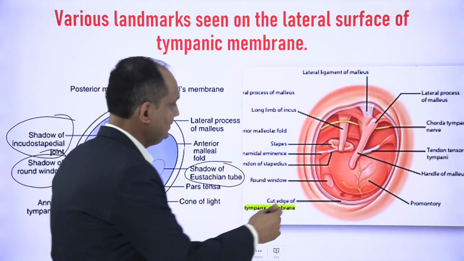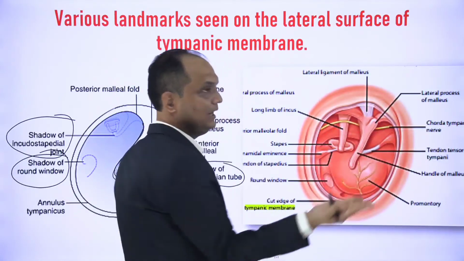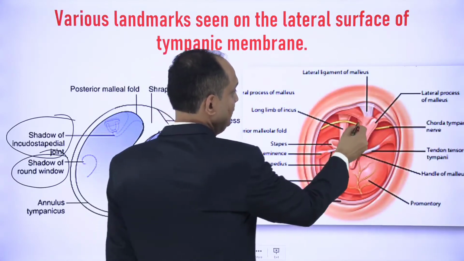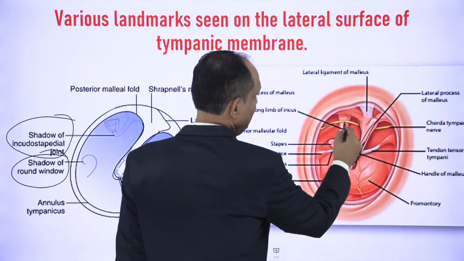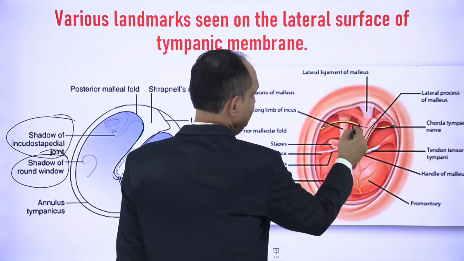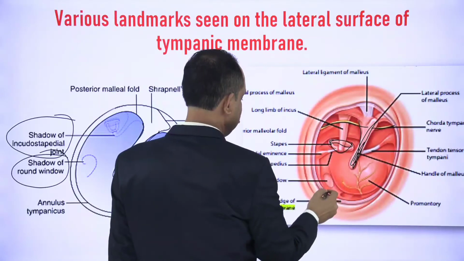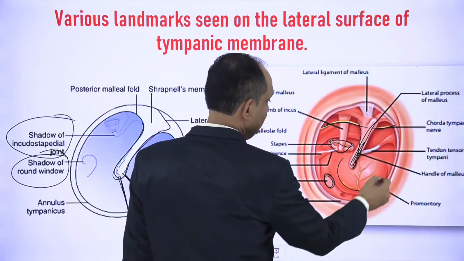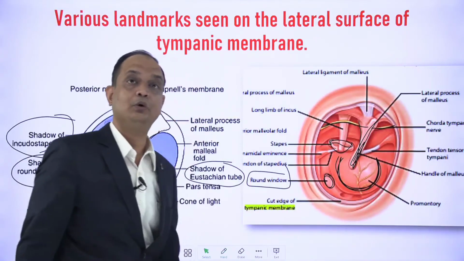So if you cut the margin of the tympanic membrane, and remove the membrane from the margin, inside that you can appreciate this is your handle of malleus, this is your chorda tympani nerve, which is horizontally placed in the upper part. You can see this is the stapes, and you can see this is the round window. Sometimes you can also appreciate the appearance of the promontory.